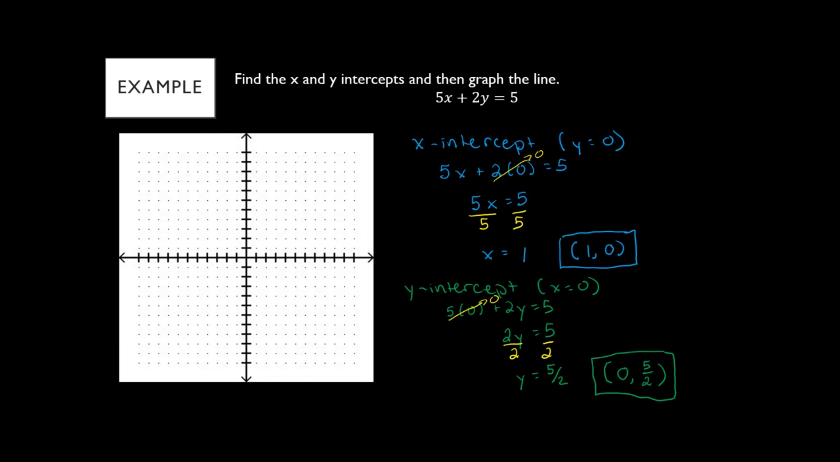So graphing 5 halves, it's a lot easier to convert that to a decimal when you're graphing, but when you enter your answer, you leave it in fraction form. So if you do 5 divided by 2, that's 2.5. So if we're going to graph, we want to maybe count by 0.5s so that it's easy to graph 2.5.